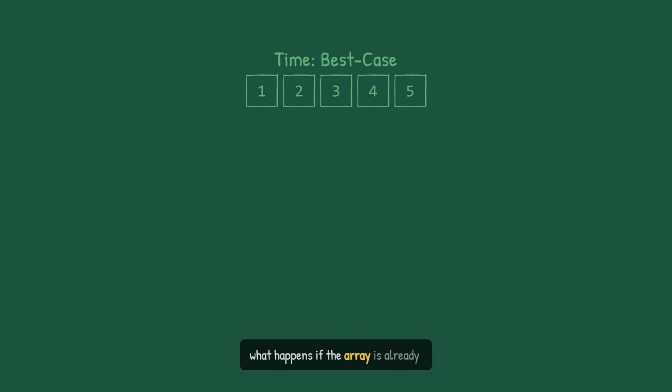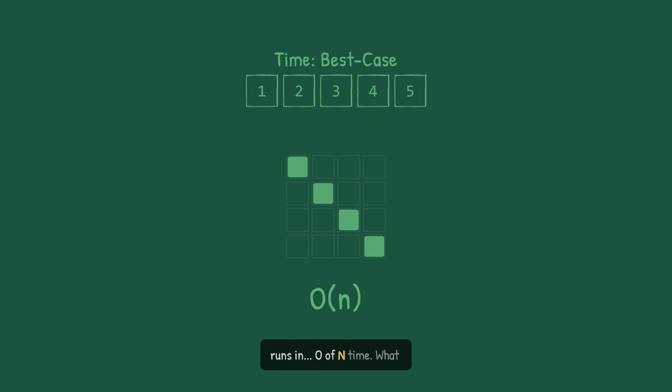But insertion sort has something special. It is adaptive. Watch what happens if the array is already sorted. The next element looks at its left neighbor. It's already bigger. So it just stops immediately. 0 shifts. On our grid, the work shrinks down to just this single diagonal line. 1 check per element. In the best case, insertion sort runs in O of n time.